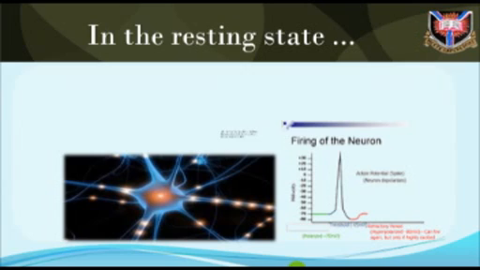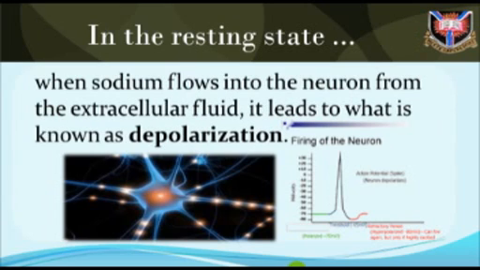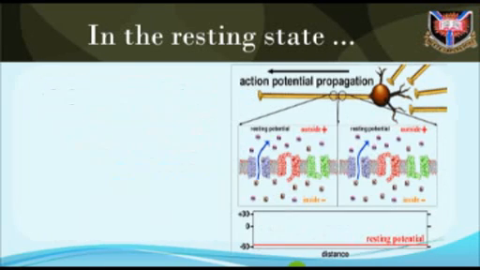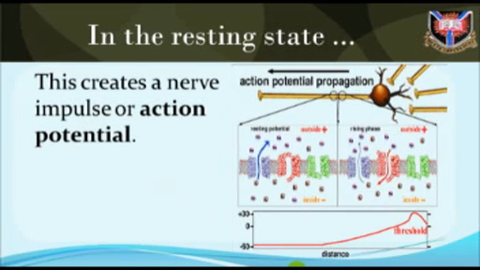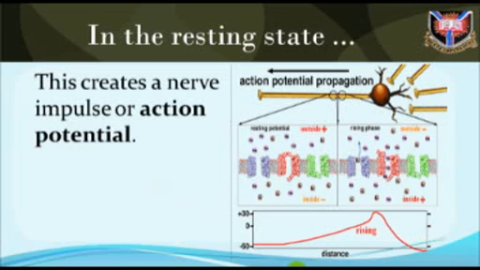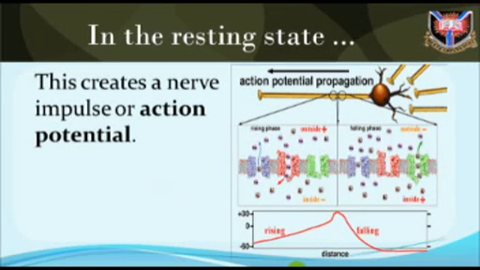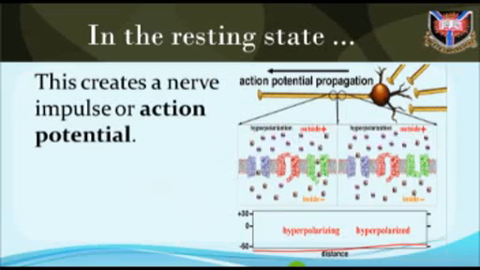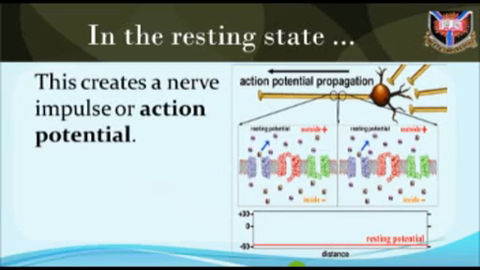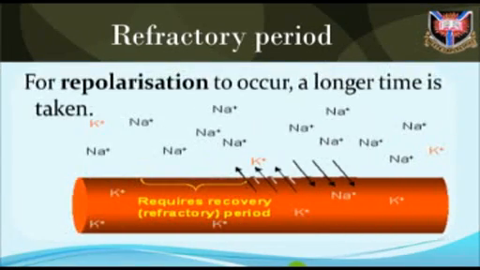However, whenever any stimulus flows into the cell, the permeability of the plasma membrane to these ions changes. Initially, sodium flows into the neuron from the extracellular fluid, leading to what is known as depolarization. This creates a nerve impulse or action potential. This passage of electrical current occurs only in one way along the length of a nerve, and it occurs very rapidly. For another cycle, that is repolarization, to occur, a longer time is taken.